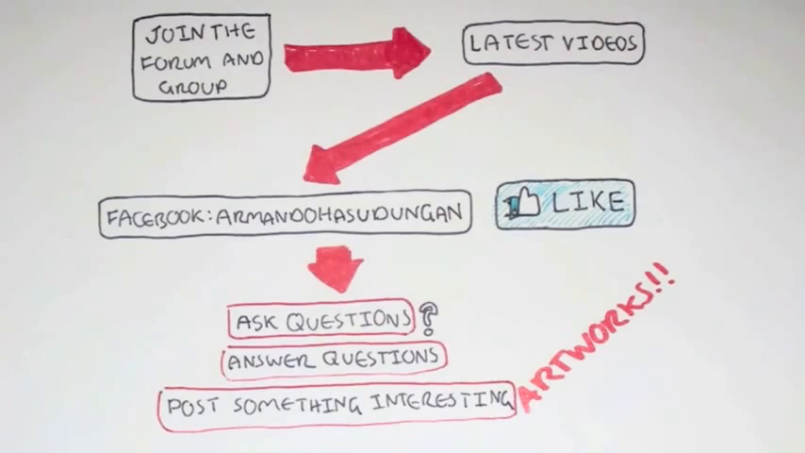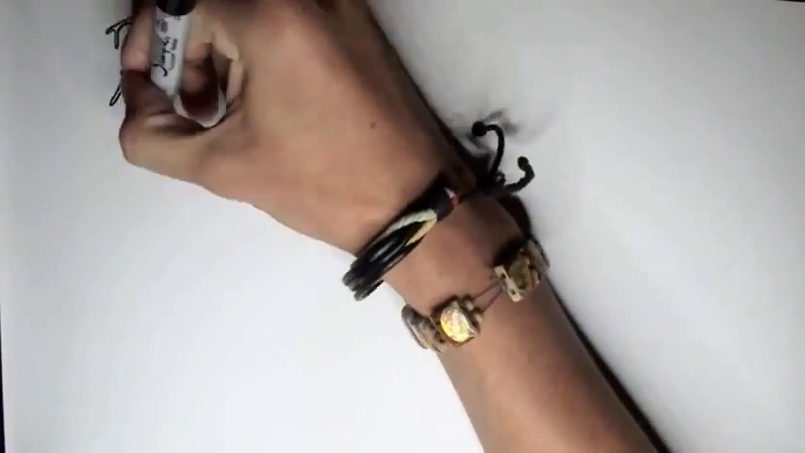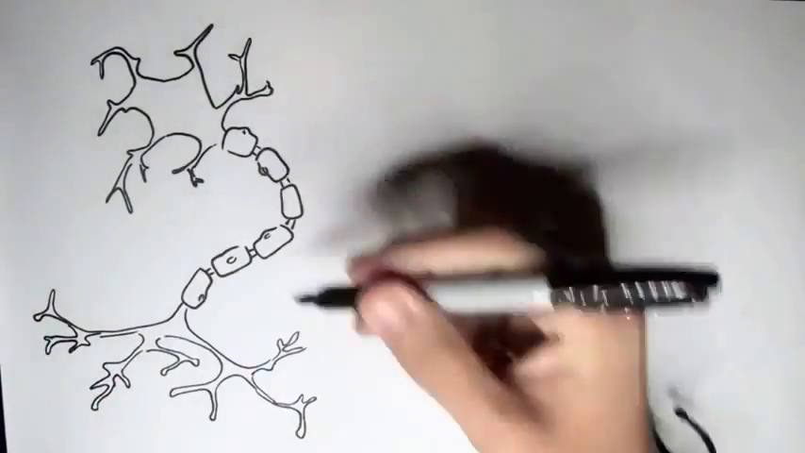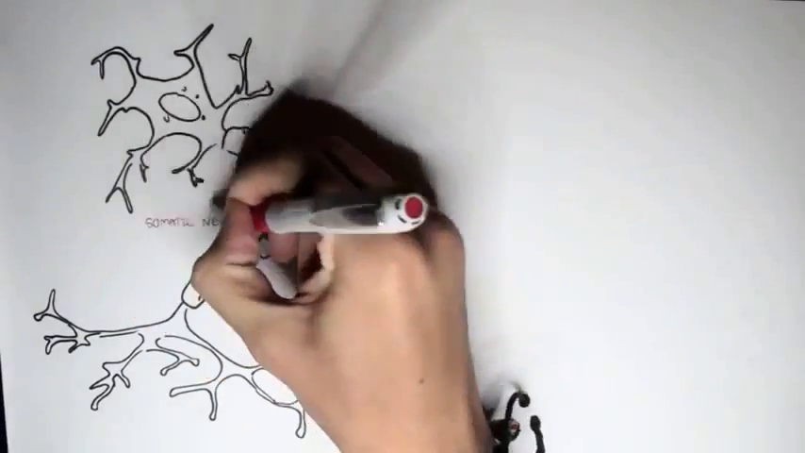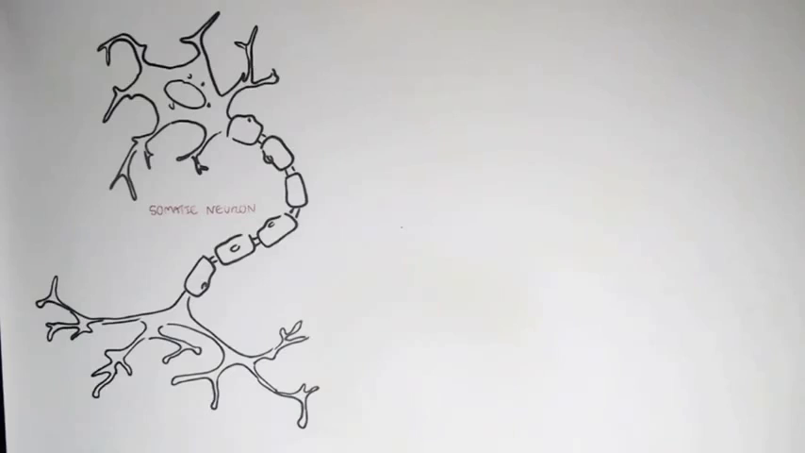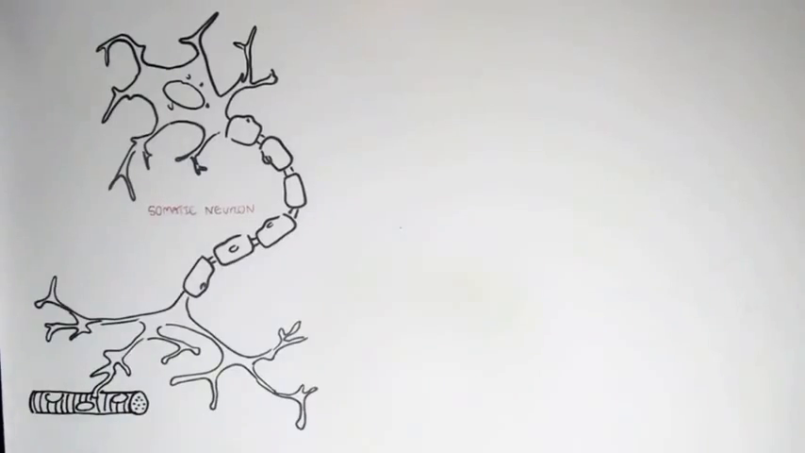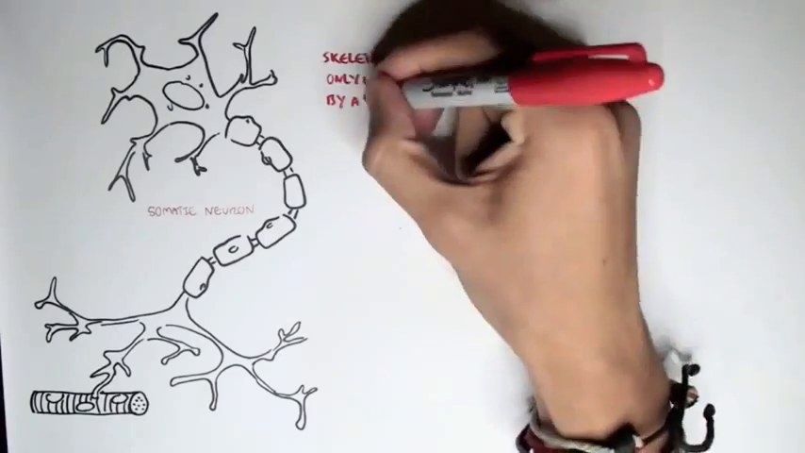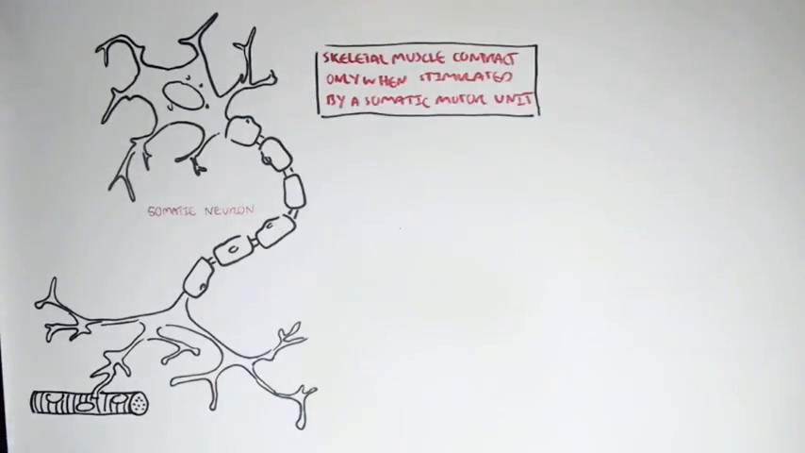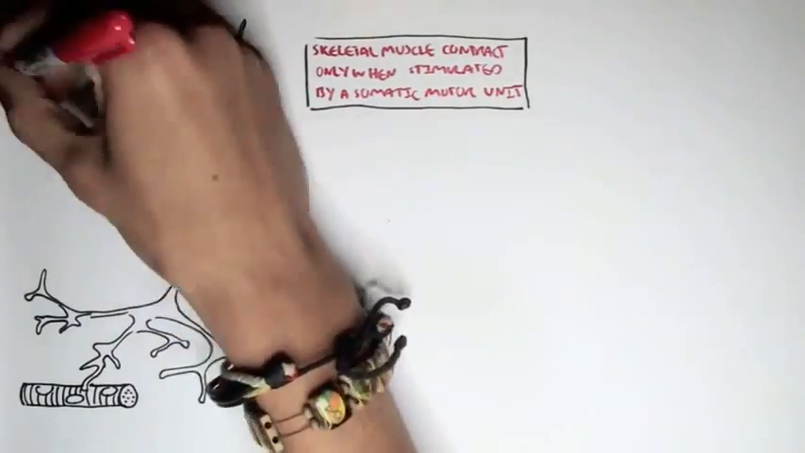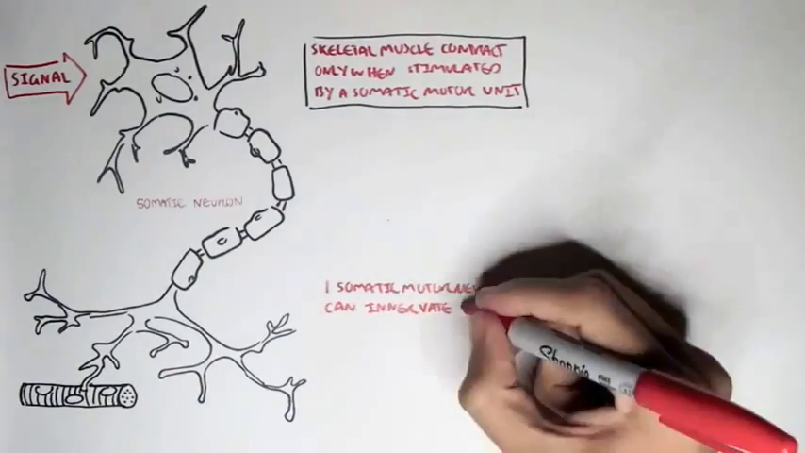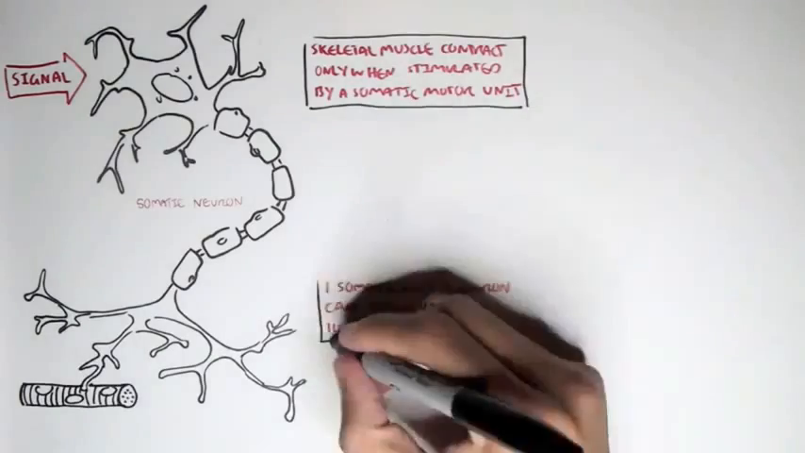And in this video, we're going to talk about skeletal muscle contraction. And so with this, we begin with a neuron, a nerve cell. And this neuron is specifically what's called a somatic neuron. And here we have a muscle fiber from a muscle. And so a skeletal muscle will contract only when stimulated by a somatic motor neuron. And so if we have a signal here that comes towards a neuron, this can cause the muscle fiber to contract. Now a somatic motor neuron can innervate between 3 to up to 1,000 muscle fibers.